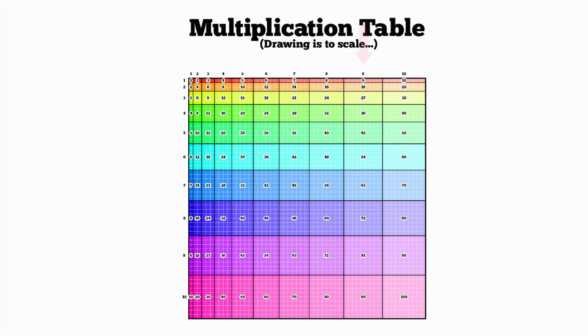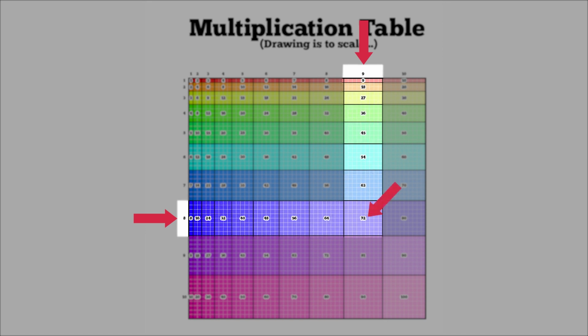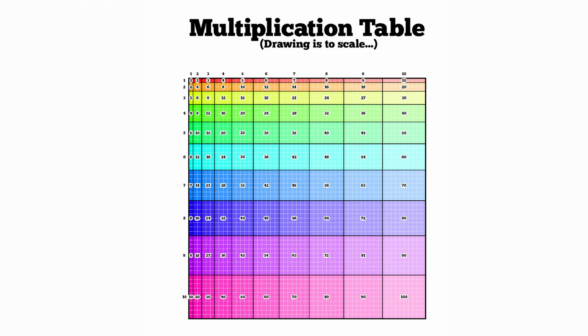Here's an example. Put one finger on the 9 column. Put another finger on row 8. Slide your finger to where the row and column meet. That meeting spot is the product of 72. Using this tool is not cheating.